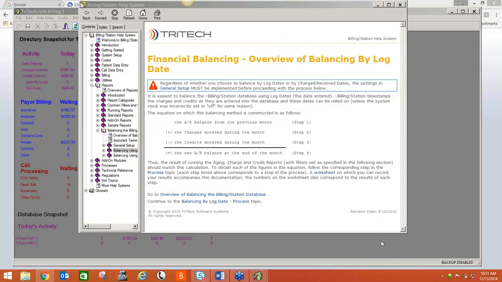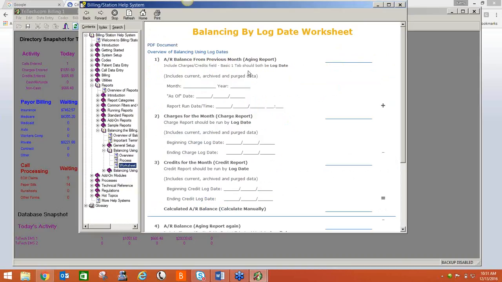Again, financial balancing of the program can be done on a monthly basis. It can be done quarterly or semi-annually, but most importantly, if you haven't done it every month or every quarter, you'd want to do it at the end of the year. This gives you a snapshot of how you would take your accounts receivable balance from the previous month, add in your charges, subtract out your credits, run your new aging report or accounts receivable report, and those balances should equal 0. We also have a worksheet that you can print out that walks you through all of it, with a place to put the month, the year, and to keep track of your numbers. So again, balancing your database at least once a year, if not on a monthly or quarterly basis, is always highly recommended.